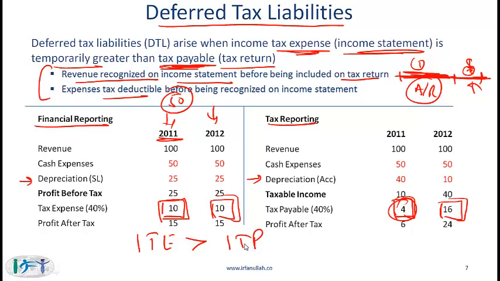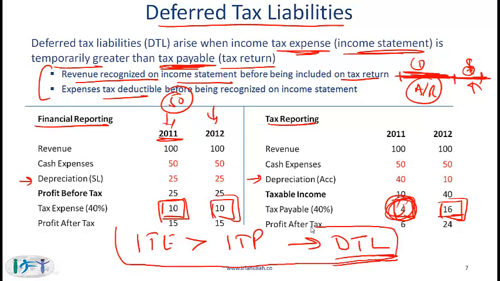When this happens and the difference is temporary, where we are expecting it to reverse in the next year, then essentially we have a deferred tax liability. A liability because we are paying less now, but will have to pay more later. So there is an obligation to pay more taxes later. That's why this is called a liability. It's related to deferring the taxes. That's why it's called a deferred tax liability.